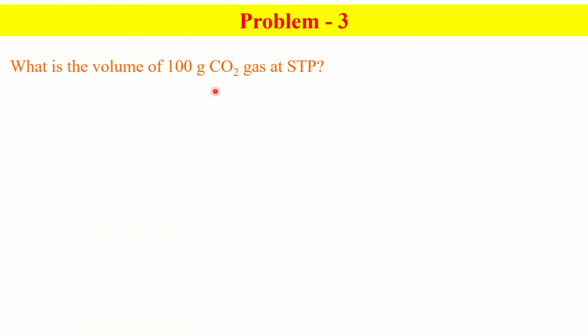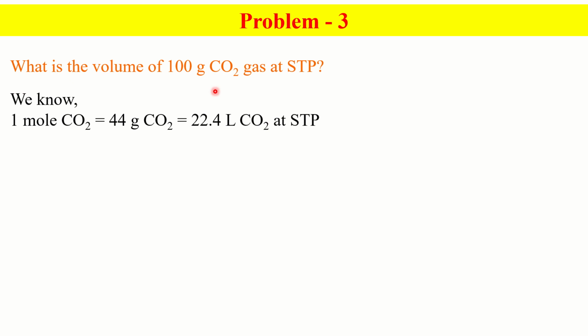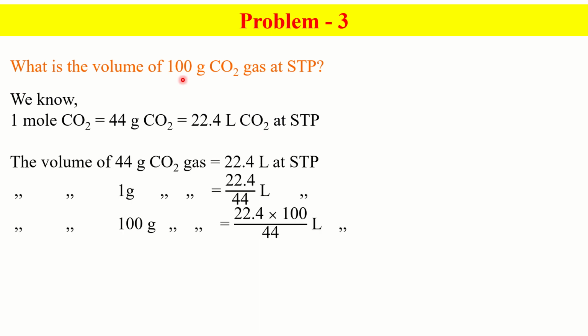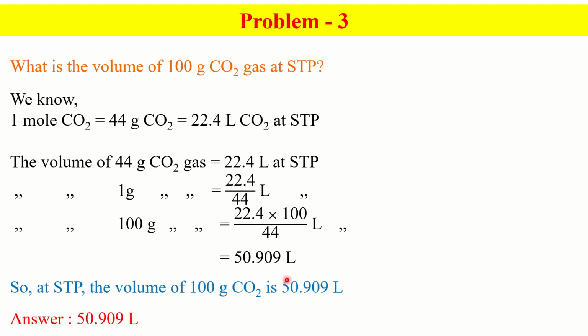Now, third problem. What is the volume of 100 gram carbon dioxide gas at STP? Here also we will relate both with a mole. 1 mole equal 44 gram carbon dioxide equal 22.4 liter carbon dioxide at STP. So the volume of 44 gram carbon dioxide is 22.4 liter at STP. So the volume of 100 gram carbon dioxide is 50.909 liter at STP.